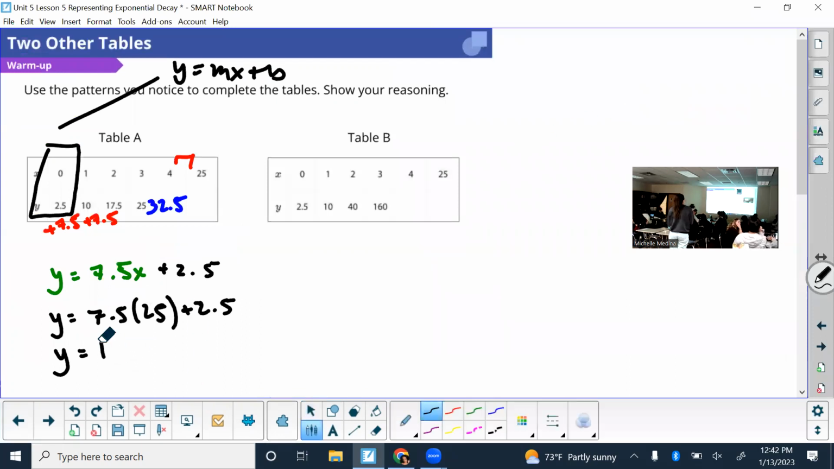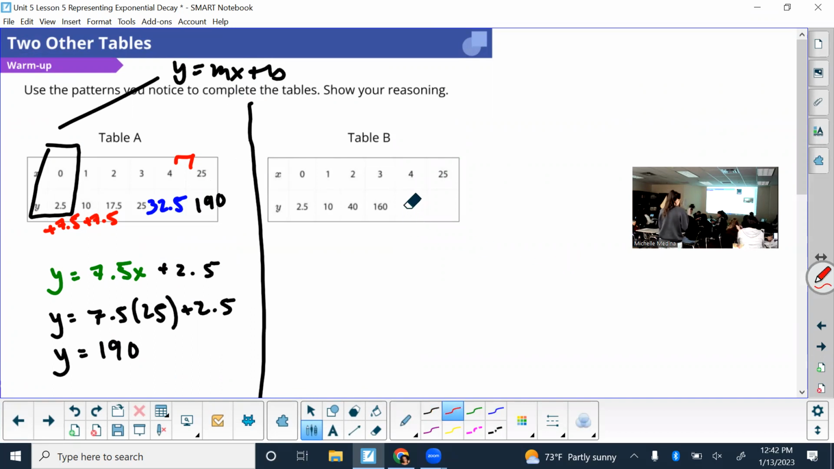Questions on that part? All right, so make sure you fix that. Hopefully you're taking good notes because that keeps reoccurring and I don't want you to get that wrong in your notes. So table B now. Table 9, what is the y when x is 4? 640. 640.